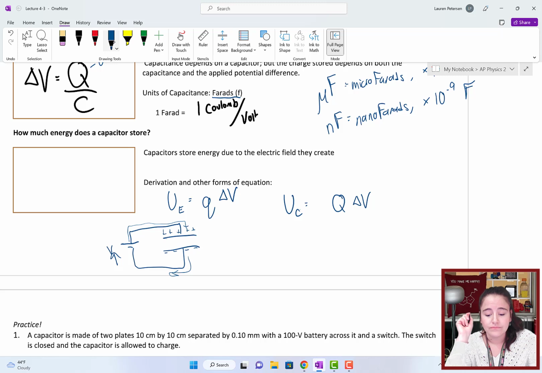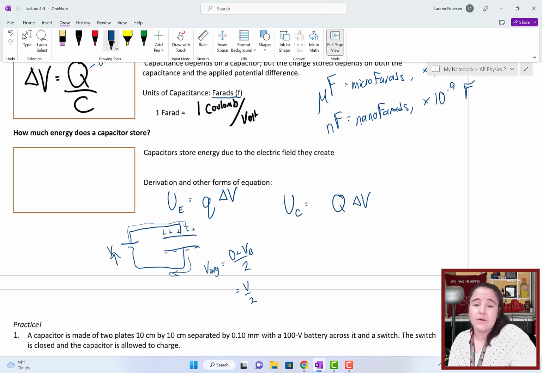However, the voltage of a capacitor is not the voltage of the battery the whole time. That charge builds, and it adds, and it adds. The voltage starts at 0 and then goes to the voltage of the battery. So the average voltage, you can think of as 0 plus V battery over 2, or V over 2. So in our equation for the energy of a capacitor, we have a factor of 1/2 there. So 1/2 Q delta V.